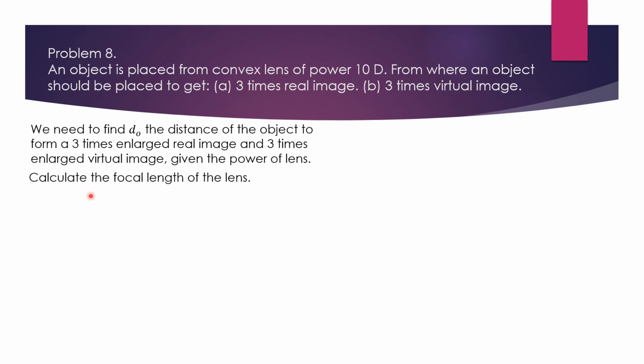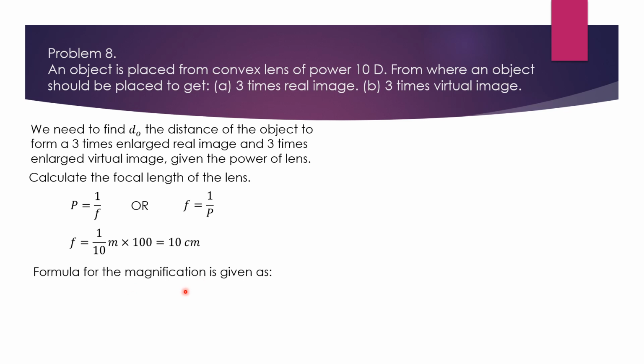To calculate the distances of the object from the lens, we need the focal length. So to calculate the focal length, we use power is equal to 1 over f, where f is in meters, or f is equal to 1 over P. Now f is equal to 1 over 10, substituting the power of 10 D, and this is in meters. Multiplying it by 100 results in 10 centimeters. So the focal length of this lens is 10 centimeters.